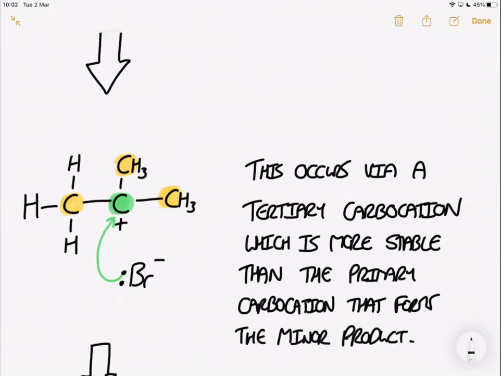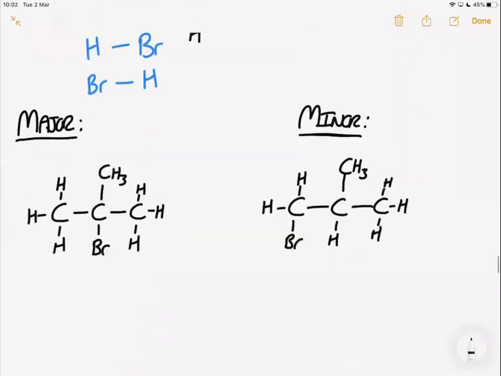I'm not going to draw that initially, but we'll just scan back upwards and look at the minor products, and we'll talk about where the positive charge would be. So your minor product was this, where the bromine was in the 1 position. Remember, this is where the positive charge would have been in the middle of the mechanism, which we haven't drawn, and there's one carbon attached to that. So that would be a primary carbocation that it occurs by.